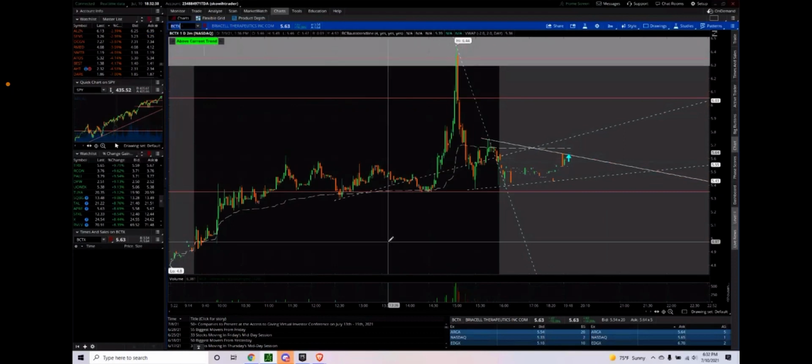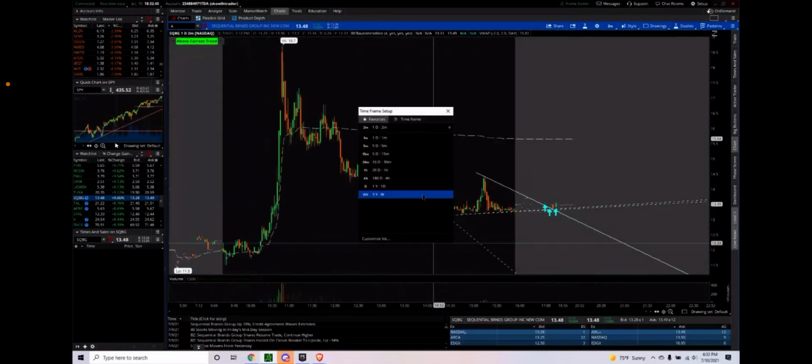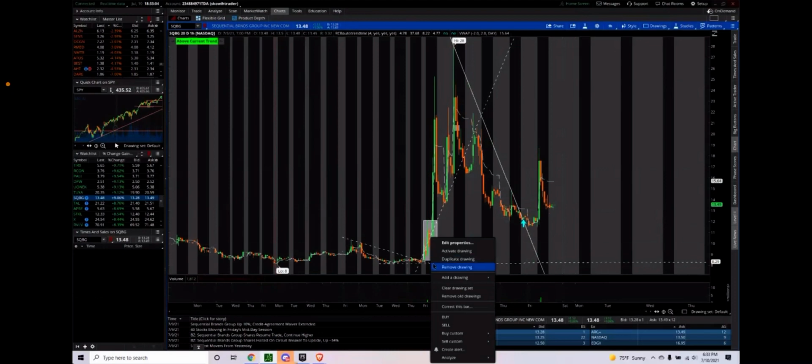Okay, we got another, SQBG. This is the 1 hour, so each candle represents 1 hour. This is the demand zone. You can see how quickly it shot up out of here and how aggressive this green candle was. So that's a good indicator that this whole chunk is now a demand zone for the future.